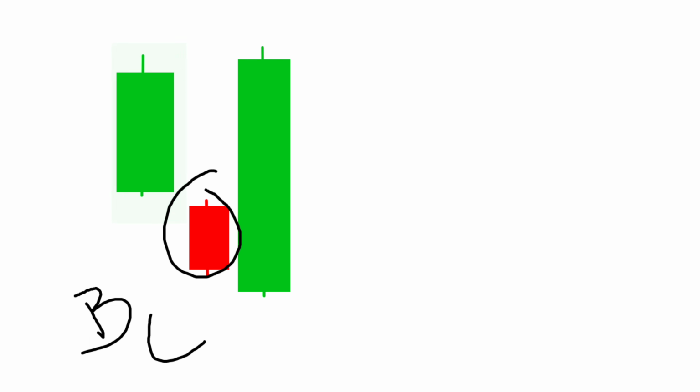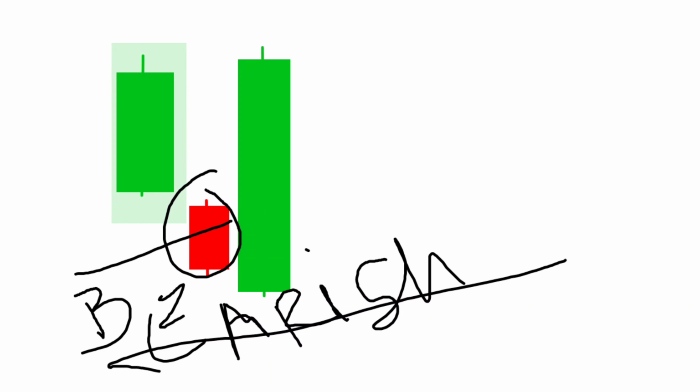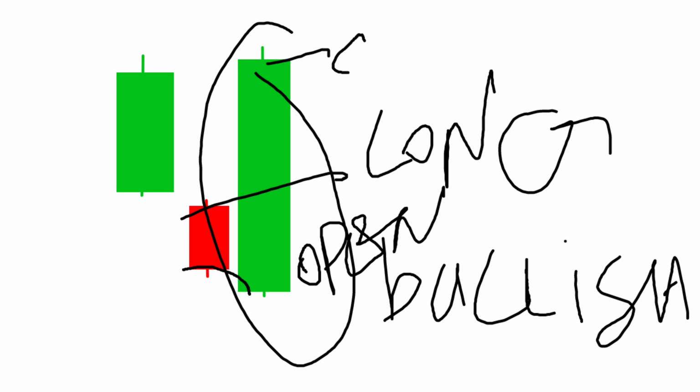To spot the stick sandwich pattern, keep an eye out for the following characteristics. First, there should be an established trend in place. Second, the first candle should be bullish, indicating bullish momentum. Third, the second candle should be bearish and open lower than the previous candle's low, creating a gap. Finally, the third candle should be bullish and close above the previous bearish candle's close.